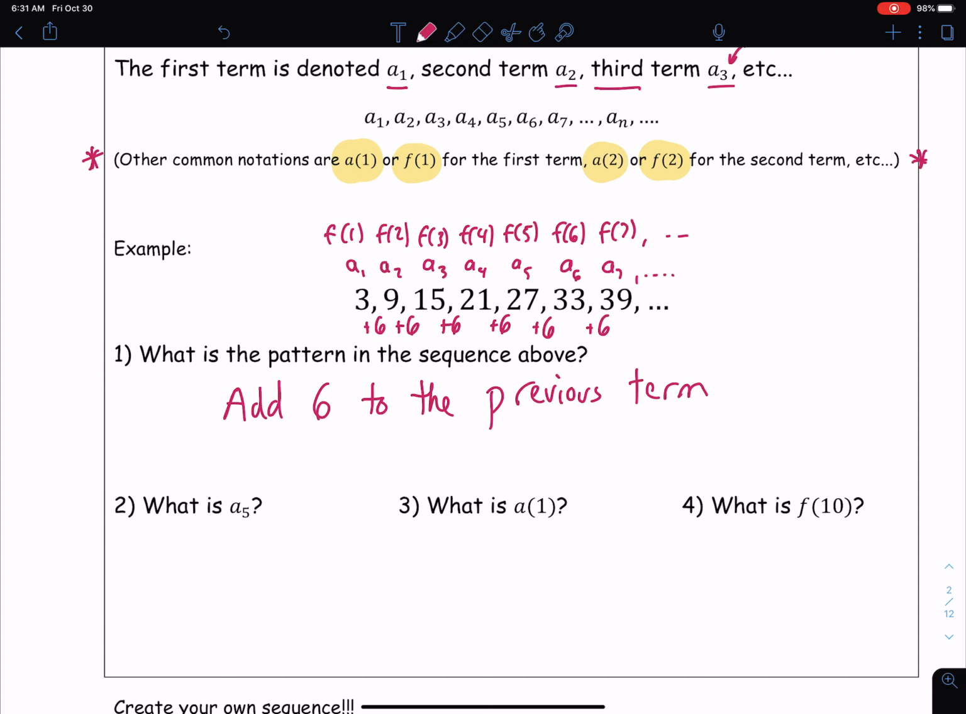And what is A5? Well, A5 is right there, the 5th term, which is 27. A of 1 is the 1st term, which is 3. And F of 10, well, we don't have that yet, so we got to keep going. We have to add 6 to get the 8th term. Then from the 8th term, add another 6 to get the 9th term. And add another 6 to the 9th term to get the 10th term, which would be 57.